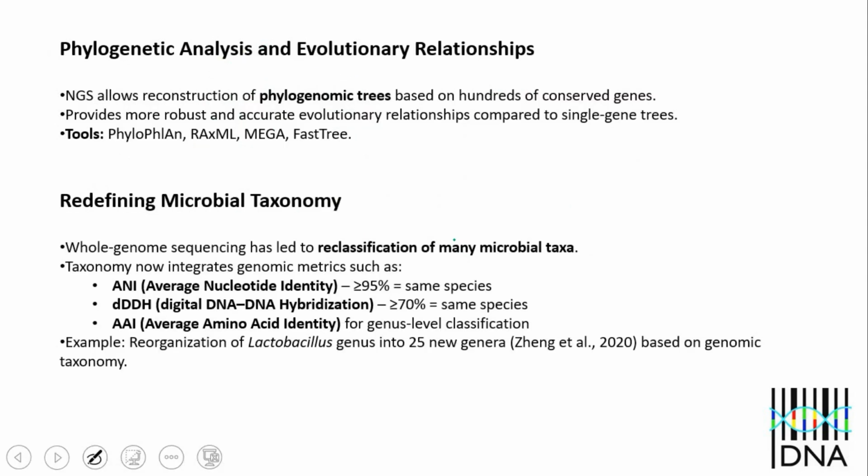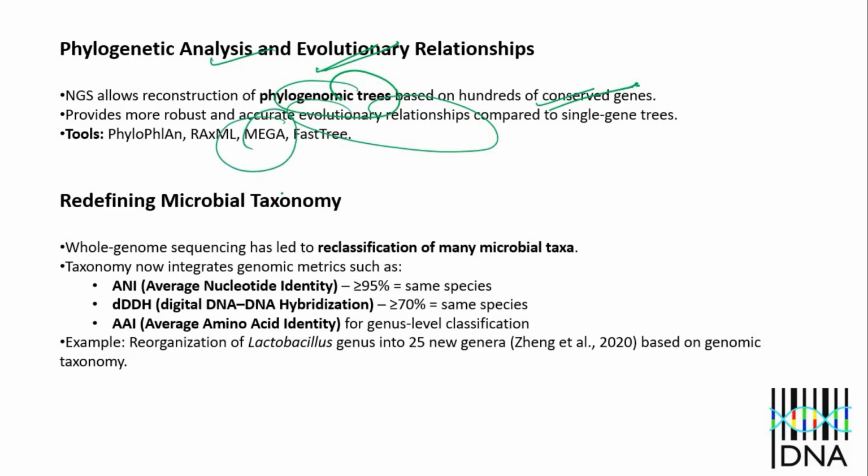Next is phylogenetic analysis and evolutionary relationships. NGS can also reconstruct the phylogenetic tree from hundreds of conserved sequences, and this provides a robust and accurate evolutionary relationship. To construct the evolutionary tree, we use software like MEGA12, FastTree, etc. MEGA12 is a very helpful software to construct the phylogenetic tree.